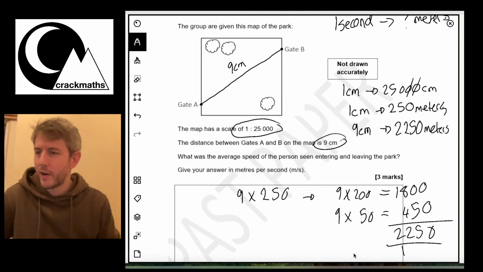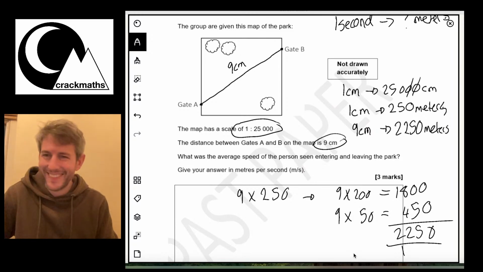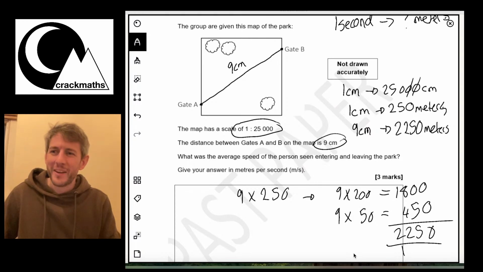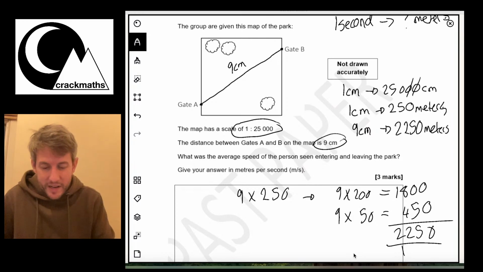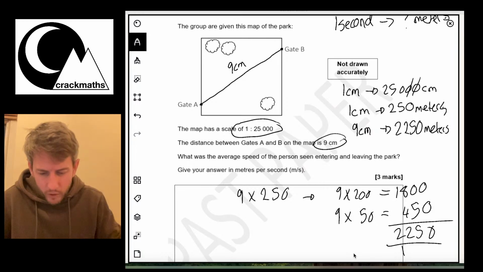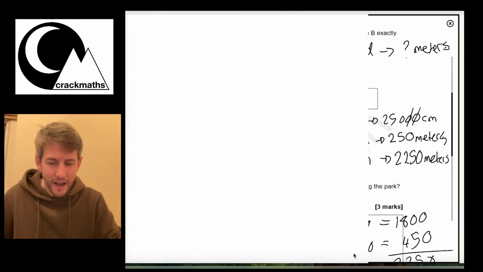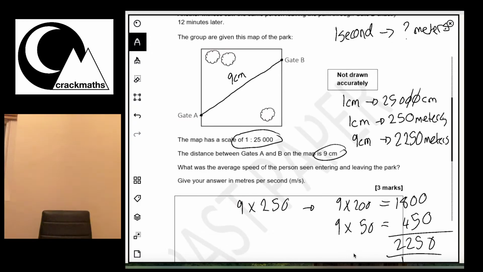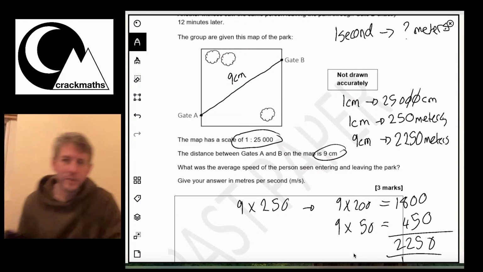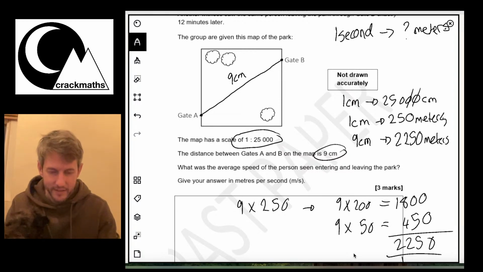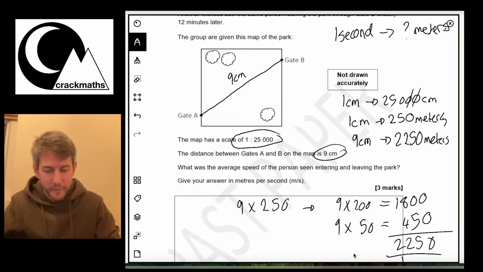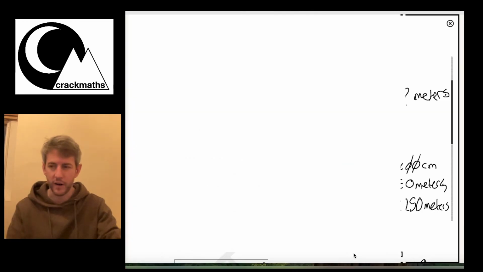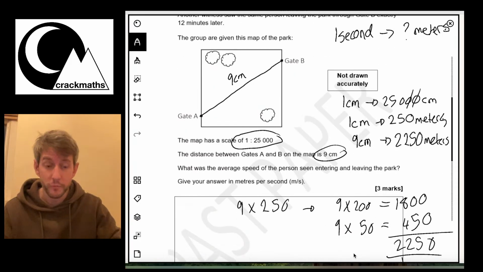Okay, so we've got here that 9 centimetres is 2,250 metres, and we know that he took 12 minutes. Okay, so 12 minutes it took him to ride that. So we need to work out what 12 minutes is.